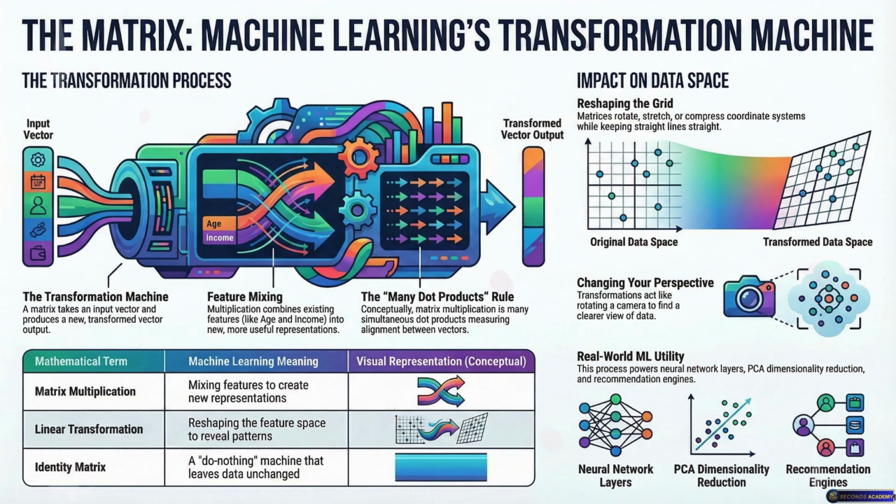And this feature mixing happens at every single layer of a deep neural network. When you feed your raw data into the first hidden layer, that layer performs a matrix multiplication. It takes the raw features, mixes them up, and outputs new mixed features. And then the next layer takes those. Exactly. Then the next layer takes those already mixed features, and it mixes them again with a new matrix.